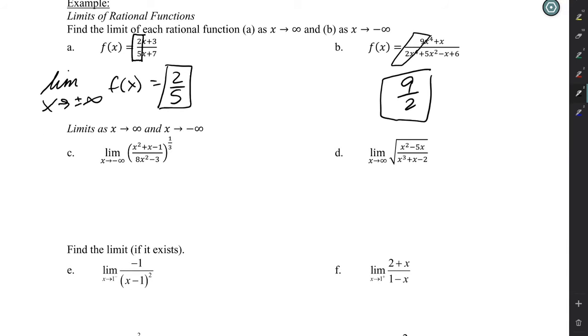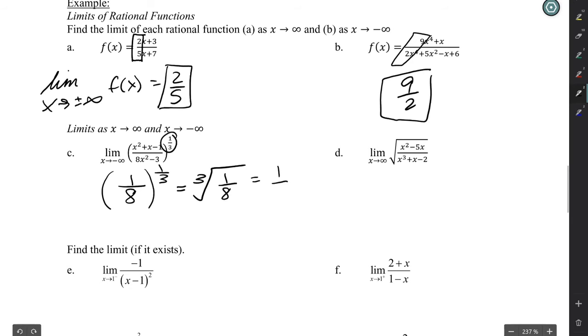For C, this one's a little bit sneaky because I have the 1/3 on the outside. I'm going to do the same thing I normally do with looking at the ratio of the leading coefficients. Because my x squareds are the same degree, my limit would be 1/8 to the 1/3. Now, the 1/3 power is the same as the cube root of 1/8, which would be 1/2.